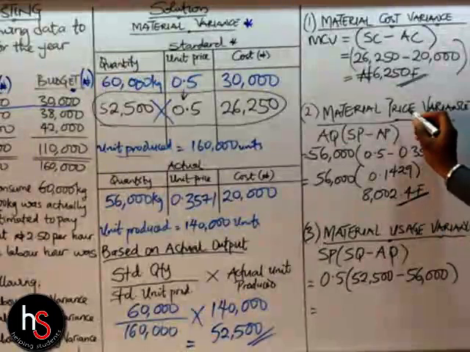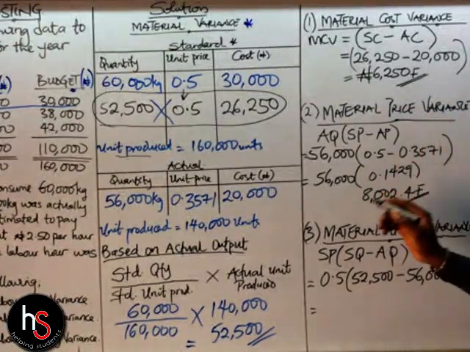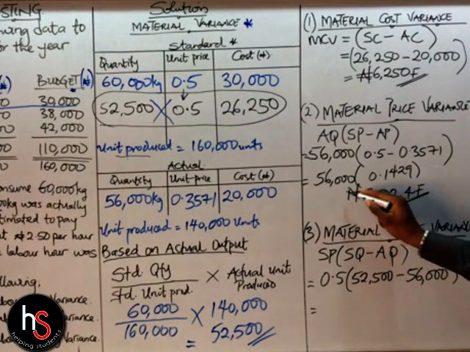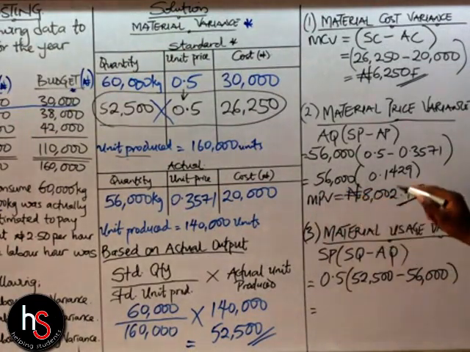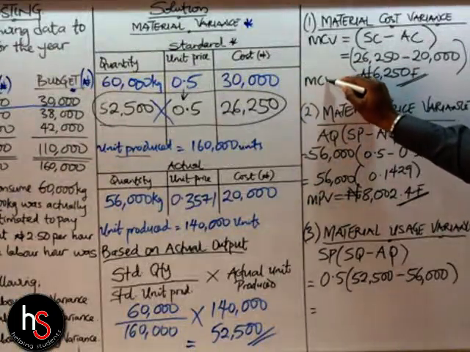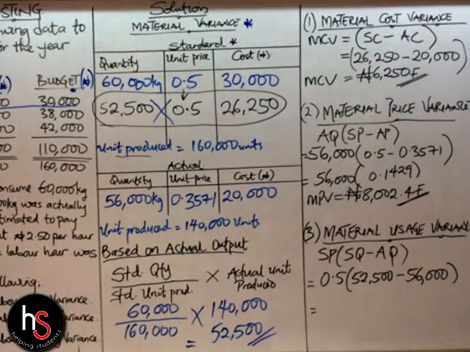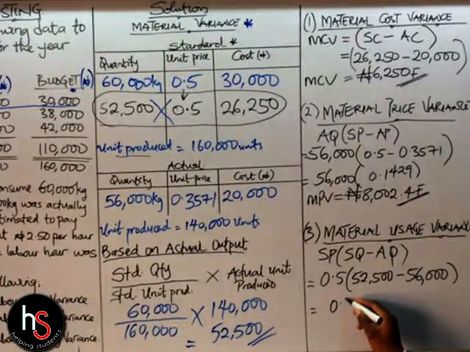0.5. Also take note, please. This is the material price variance. So, you end with your naira sign, okay? Material price variance. This is the final answer. Material cost variance. This is the final answer. So, we have what? 0.5.